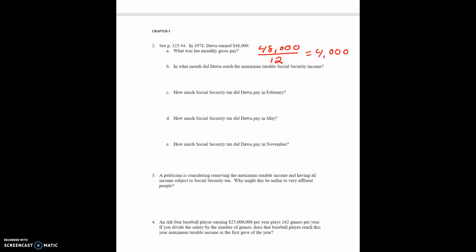In what month did Dawn reach the maximum taxable Social Security income? Well, looking at the table for 1978, you get $17,700. That's your maximum pay. And in what month? Well, that would be May.